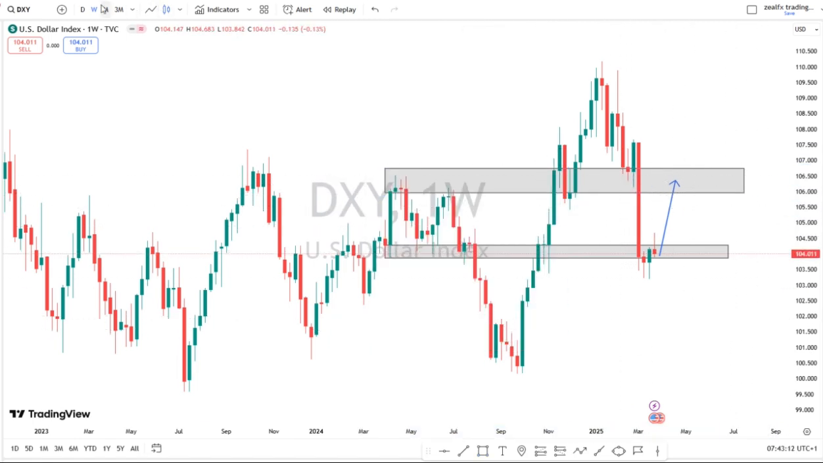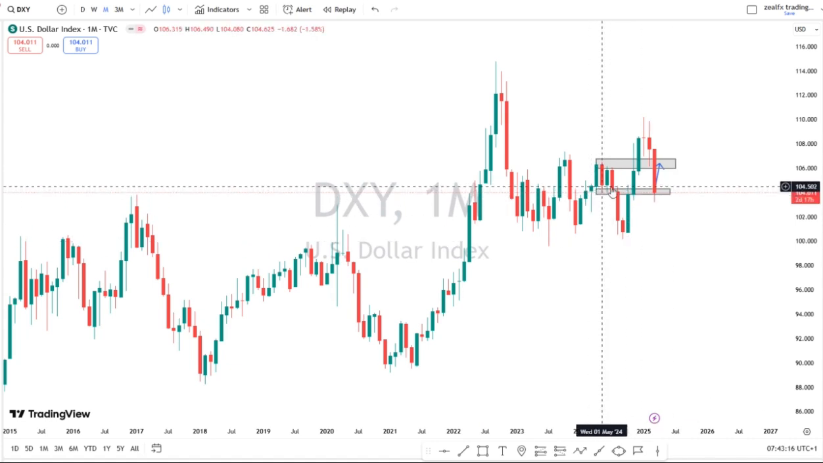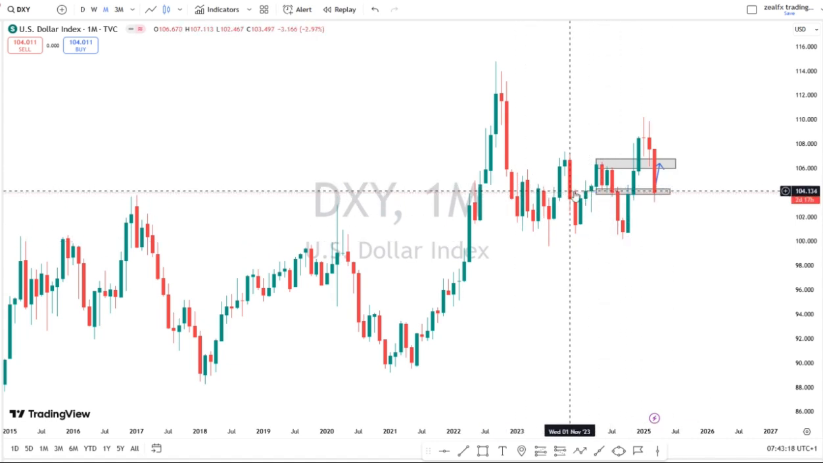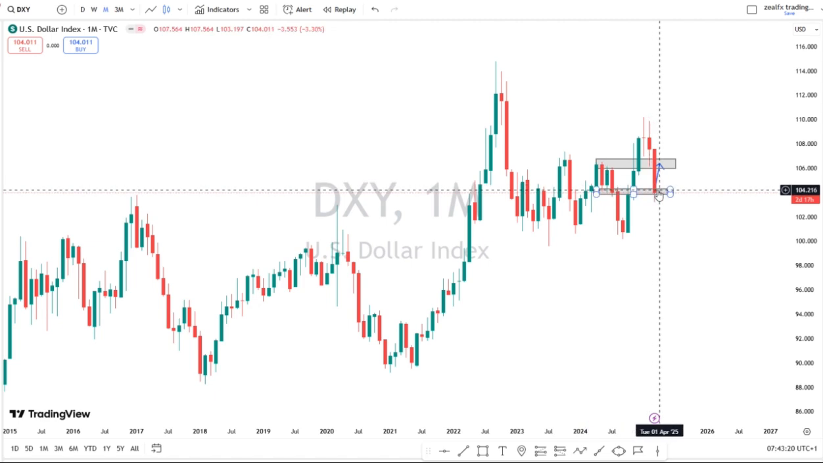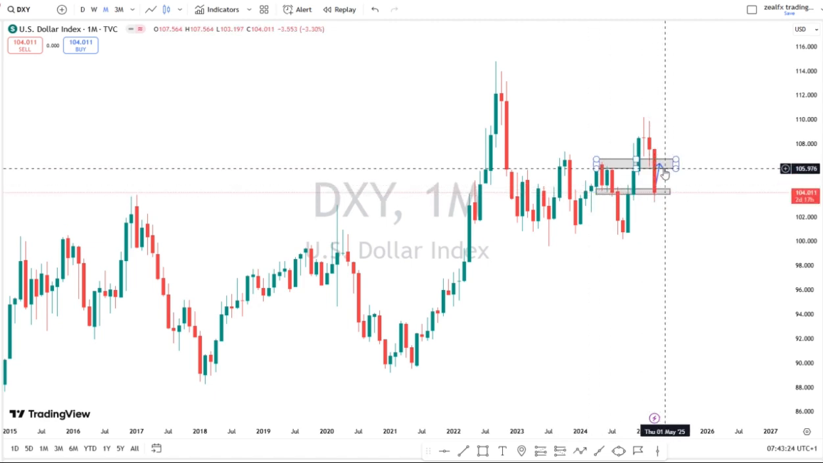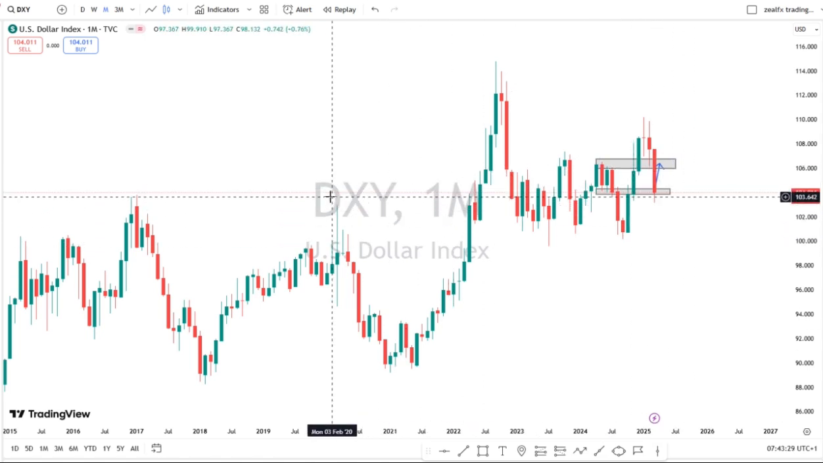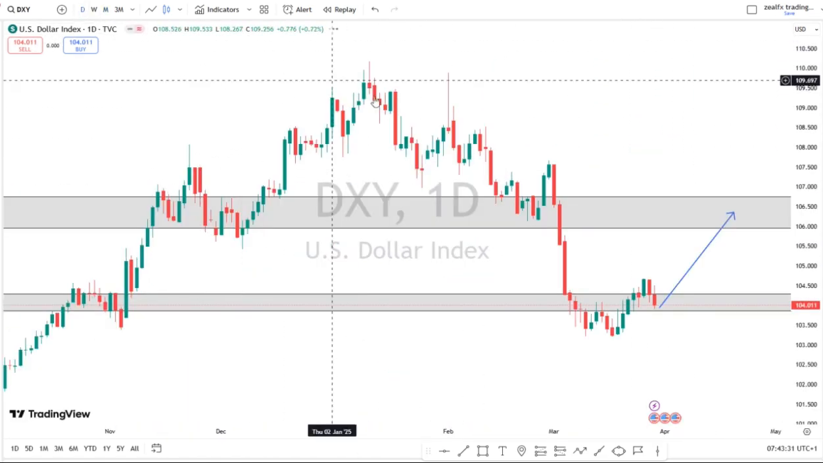So let's look at the monthly chart of the DXY. The DXY on the monthly chart is currently on a support level here. Price may close above the monthly support level. If price closes above this monthly support level, we expect price to move to this next resistance level on the DXY. So that is all for the DXY.